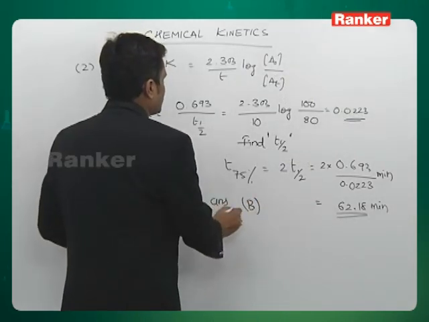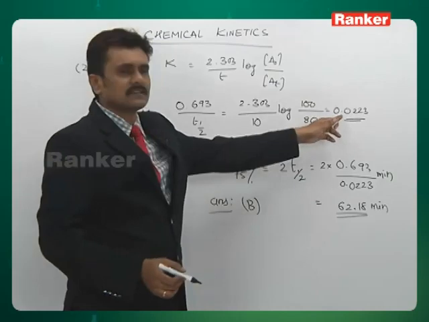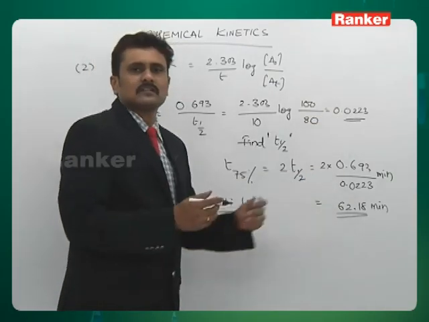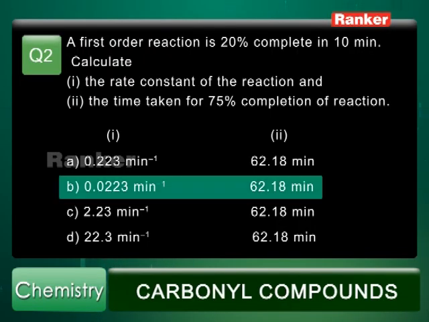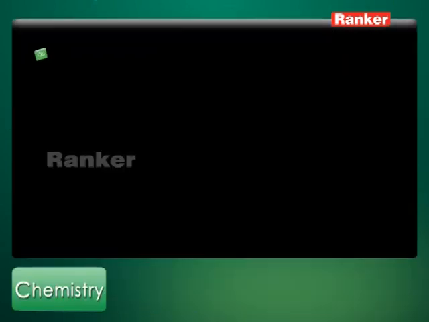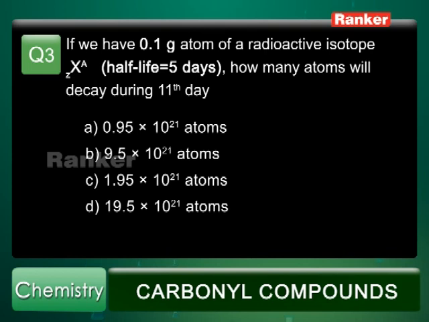As you can see here clearly, we have calculated the value of K as well as the time required for the 75% completion of the reaction. In the third question, we have 0.1 gram atom of a radioactive isotope with half-life period being 5 days. Then you have been asked to find the number of atoms which are decaying during the 11th day.